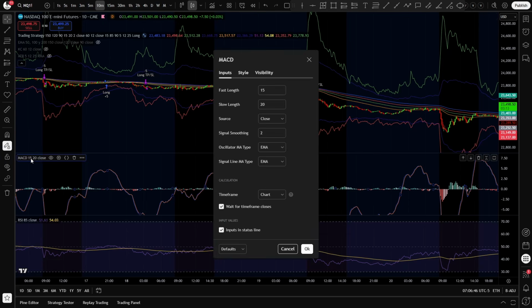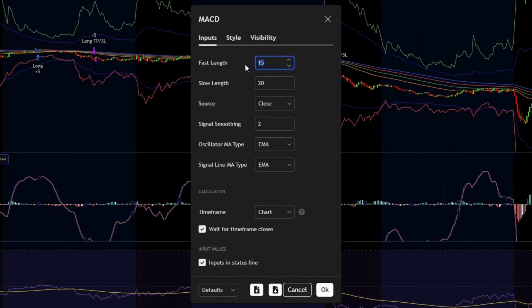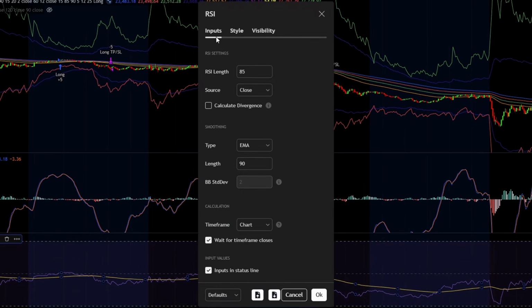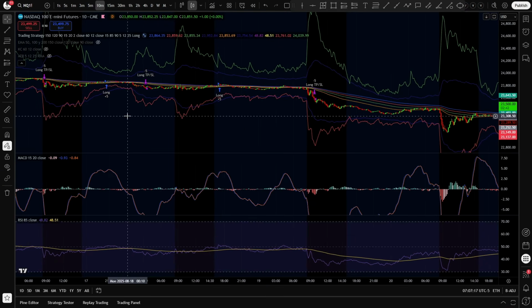Next up, the MACD. Fast length should be set at 15, the slow length to 20, source is close, and signal smoothing is 2. And finally, the RSI. The RSI length should be set at 85, the smoothing type to EMA, and the length to 90.